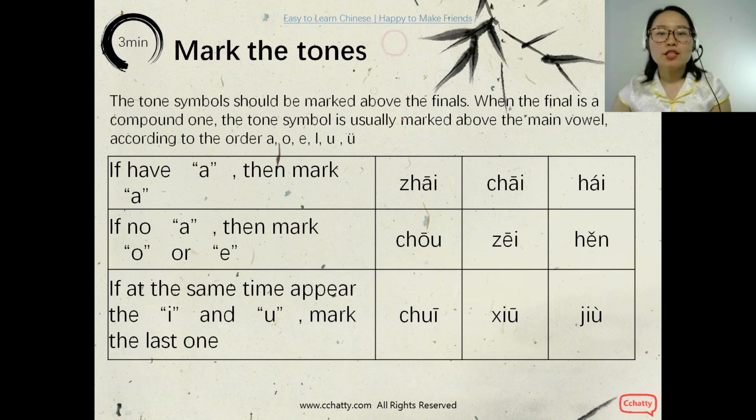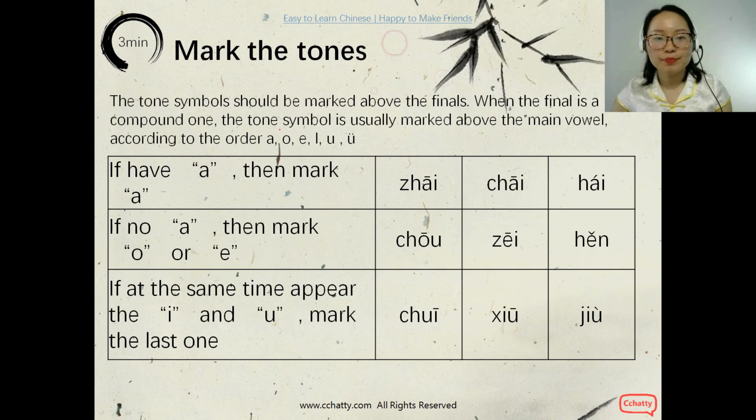And now, there's a rule for the tones. The tone mark should be marked above the finals. When there's only one vowel, just put the mark there. And when the final is a compound final, the tone symbol is usually marked above the main vowel. What's the main vowel? We go according to the order: a, and then o, and e, i, u, ü. So according to this order.